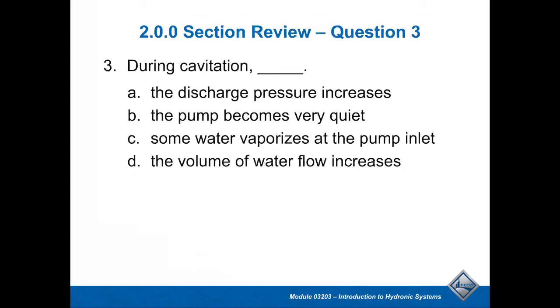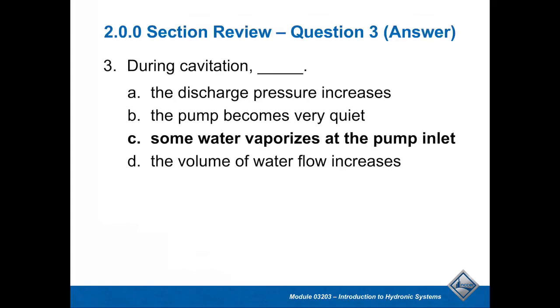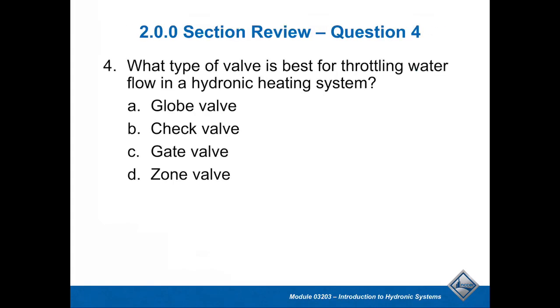During cavitation. Cavitation is when we vaporize the water. So let's see what this one gives us. Discharge pressure increases? No. Pump becomes quiet? No. The pumps are loud when you have cavitation. Some water vaporized at the inlet point, or the volume of water flow increases. Definitely vaporized at the point of inlet.